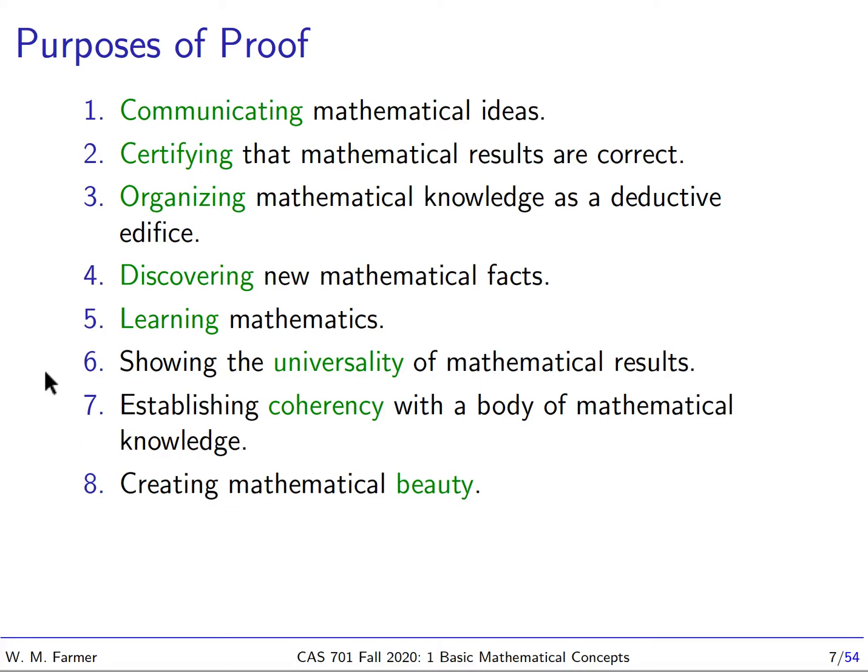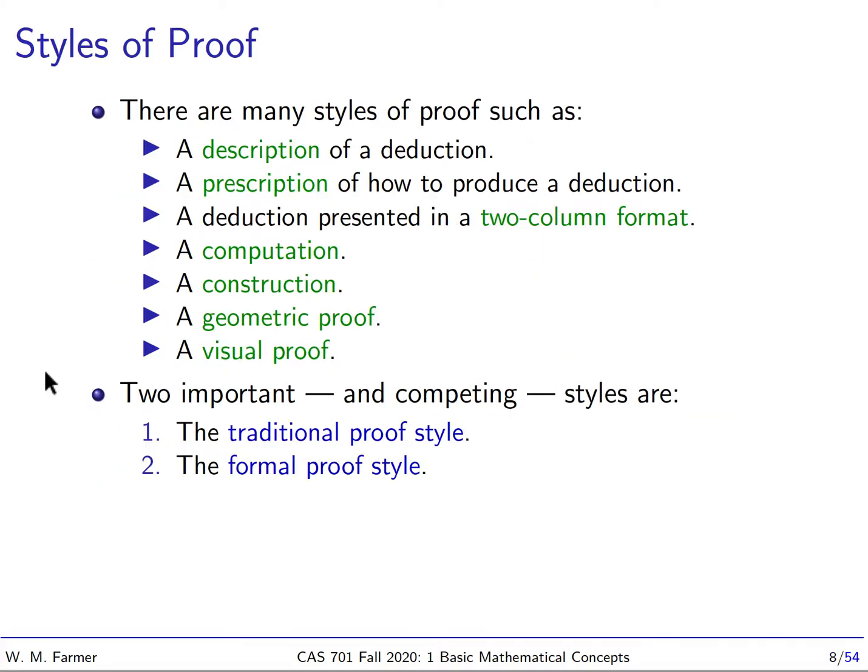And finally, a very important purpose of proof is to create mathematical beauty. Now, mathematicians don't talk about mathematical beauty. They talk about elegance, but what they really mean is beauty. Many mathematicians are very motivated by beauty. They see their job as creating beauty, just like an artist may see their job as creating beauty. And some go so far as saying, I won't accept a theorem unless it has a beautiful proof. So these are 8 purposes of proof.